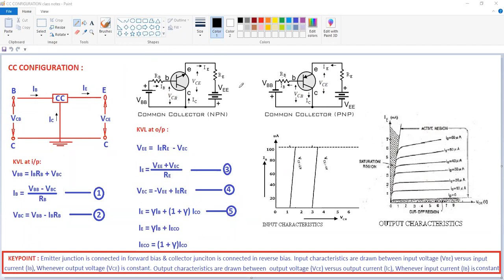Now, from this, here I have written these key points. You have to read these key points. From this, I'm going to explain the input as well as output characteristics of your common collector configuration.